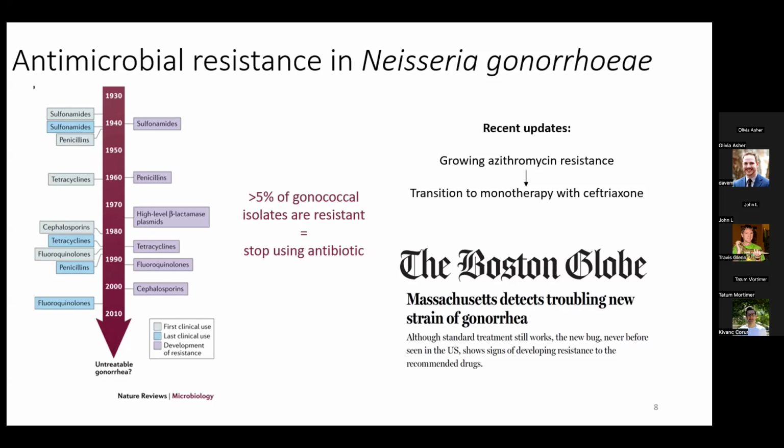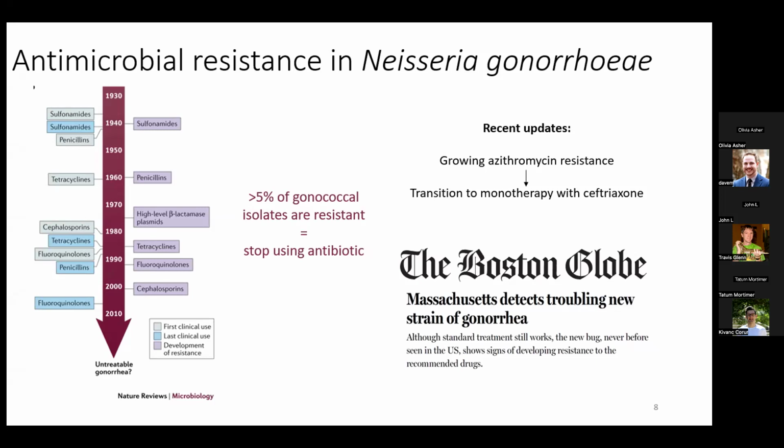More recently, in 2020, because of growing azithromycin resistance, we had a transition from what used to be dual therapy with azithromycin and ceftriaxone to monotherapy with ceftriaxone. The problem with monotherapy with ceftriaxone is it's really our last line antibiotic for gonorrhea, and we have seen treatment failures globally with ceftriaxone treatment.